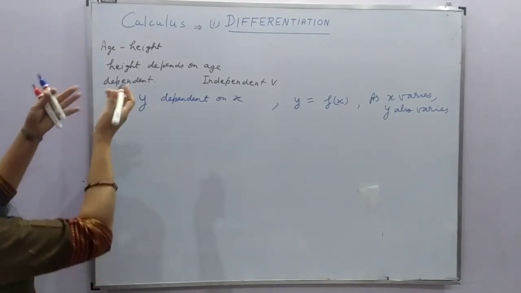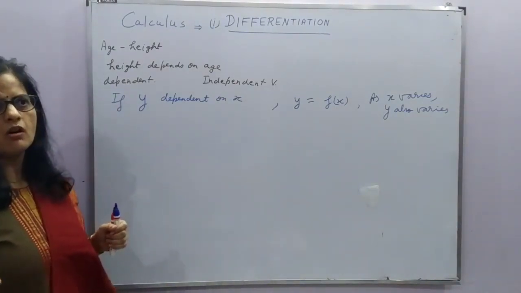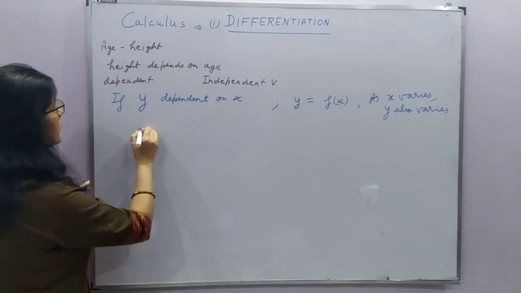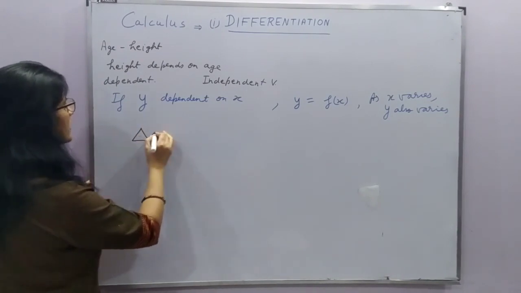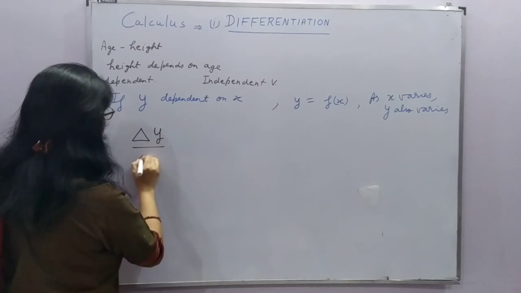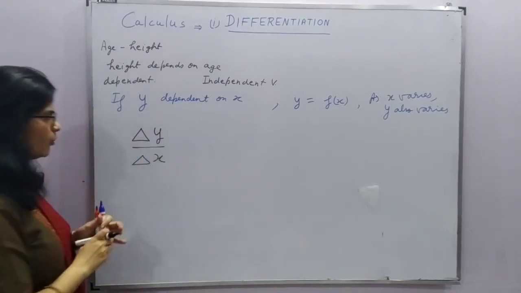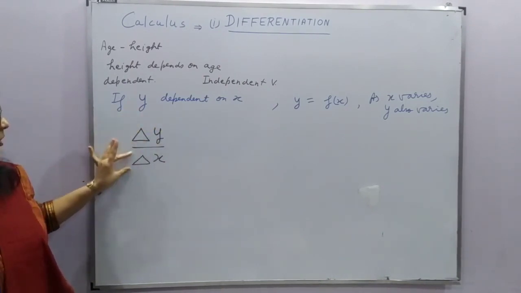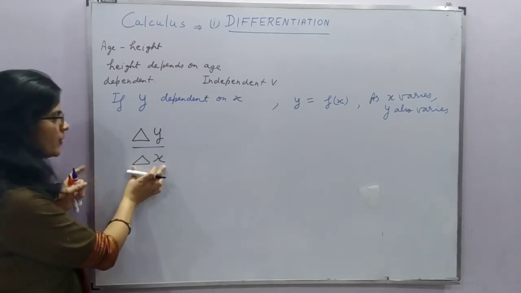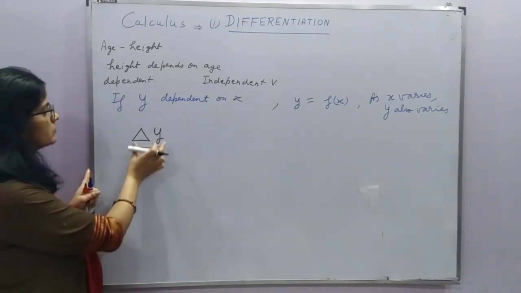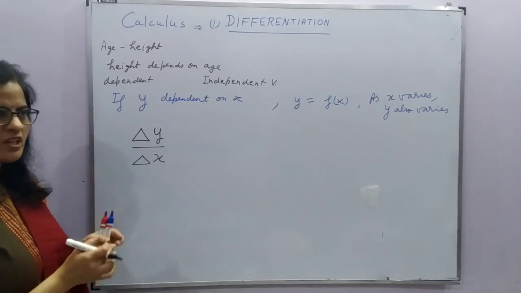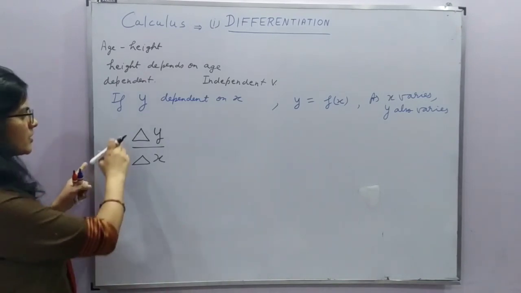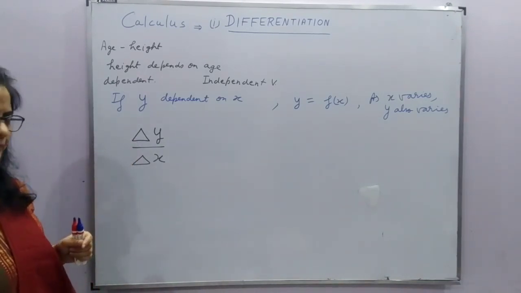So what is differentiation? Differential coefficient, or in other words we can call it derivative. Differential coefficient is converted from this form. I'll tell you how. So here what we are doing, you understand this symbol delta? Delta y upon delta x. What does it mean? With how much change in x, delta y is the change, right? So with how much change in x, how much the y value varies. This is called delta y upon delta x, we can say, right?